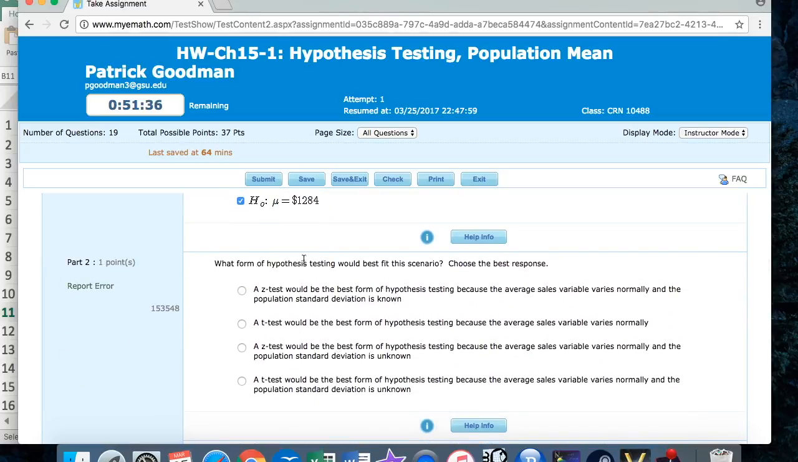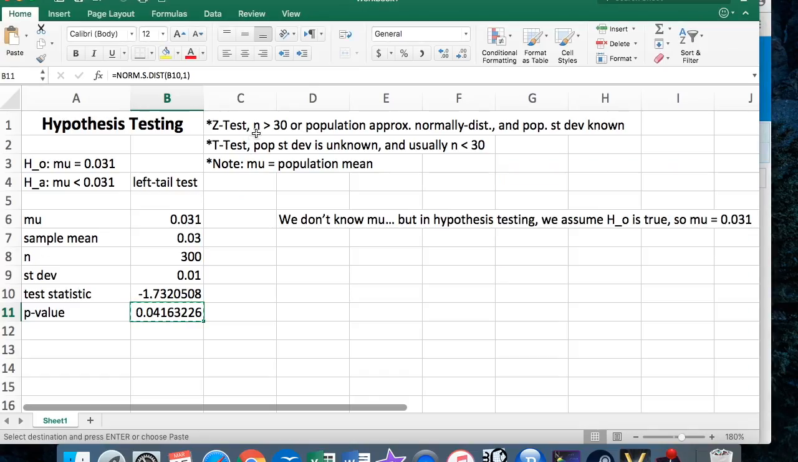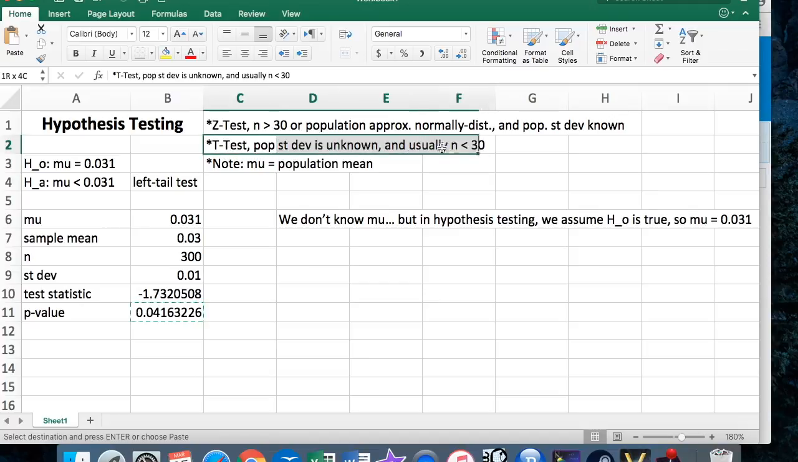Okay, which form of hypothesis testing would best fit this scenario? Choose the best response. We already know a z-test is not going to work because we have too small of a sample size, and we don't know if our population is normally distributed. We only know that it probably is, but we can't assume that the entire population is normally distributed. And on top of that, we don't know the population standard deviation. So we have to do a t-test.